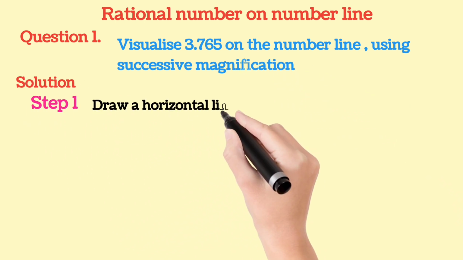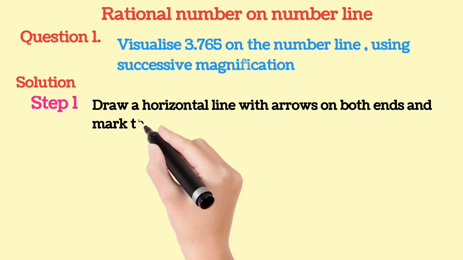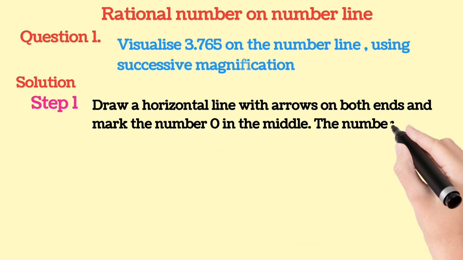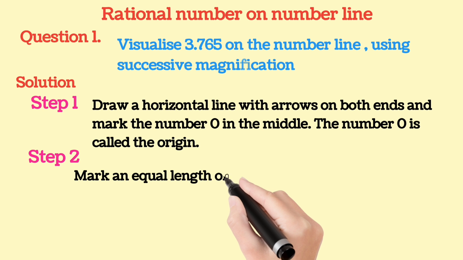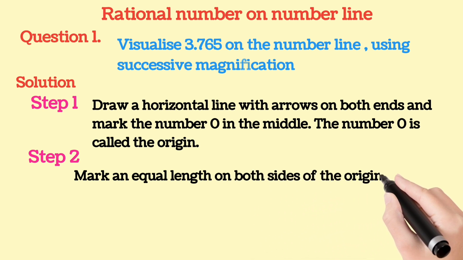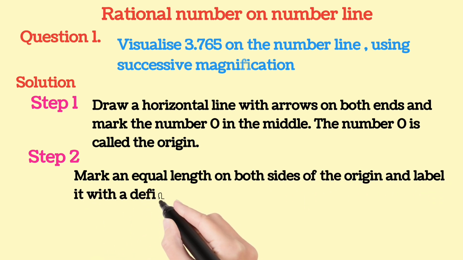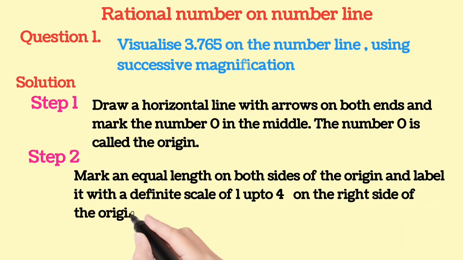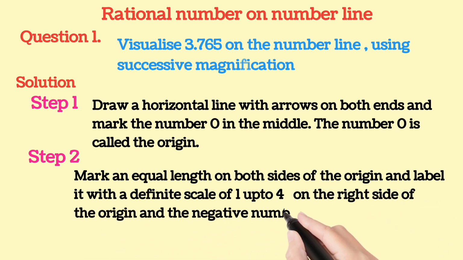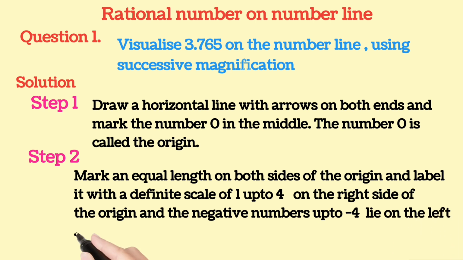Now solution. Step 1: draw a horizontal line with arrows on both ends and mark a number 0 in the middle. The number 0 is called the origin. Step 2: mark an equal length on both sides of the origin and label it with a definite scale of 1 up to 4 on the right side of the origin, and the negative numbers up to -4 lie on the left side of the origin.